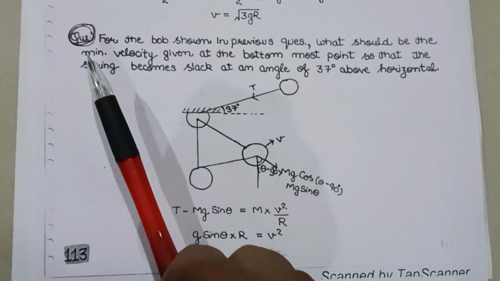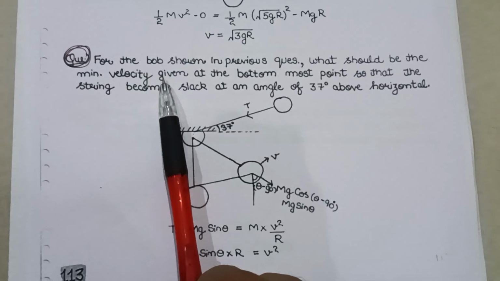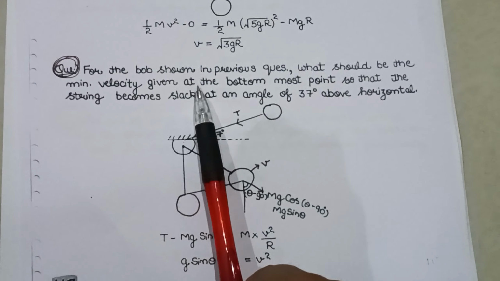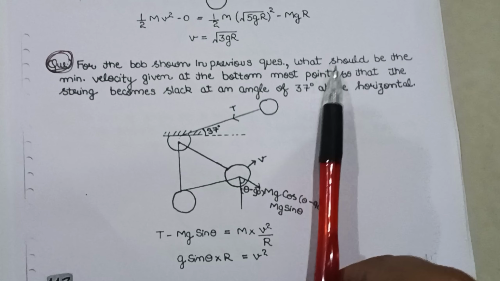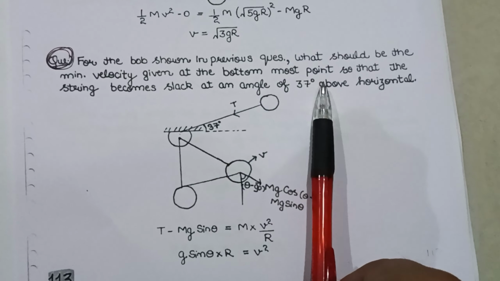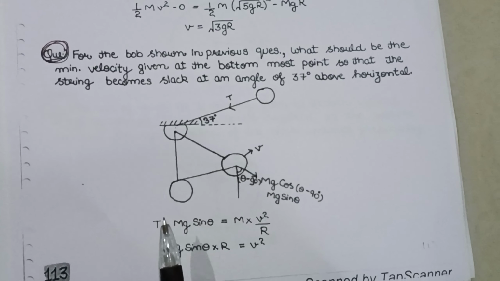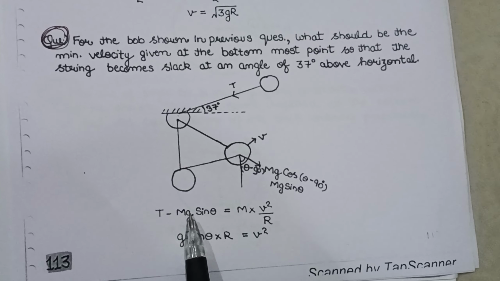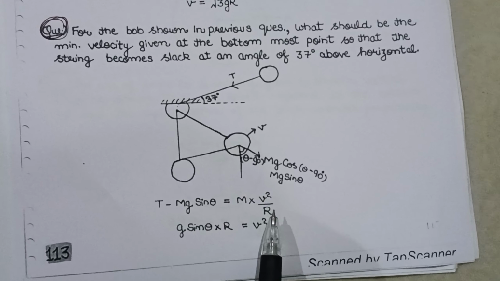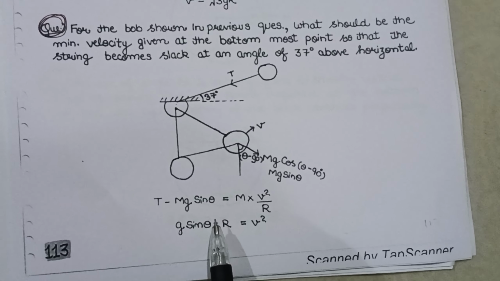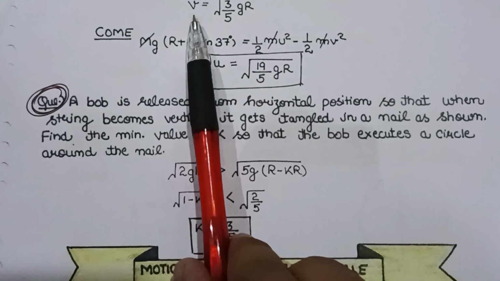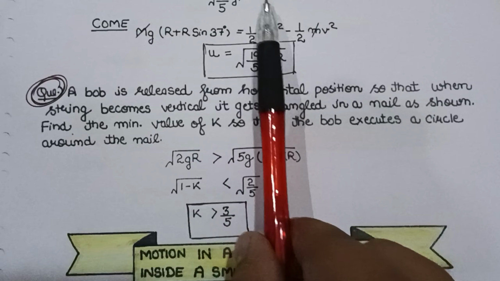Now the next question: for the bob shown in the previous question, what should be the minimum velocity given at the bottommost point so that the string becomes slack at an angle of 37 degrees above the horizontal? So T minus mg sin theta is equal to m into v square upon r, and g sin theta into r is equal to v square. So v is equal to under root of 3 by 5 gr.